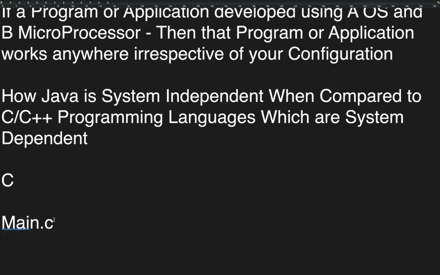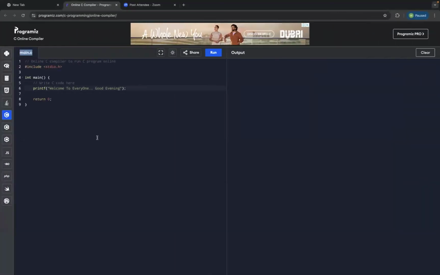By seeing this, we can consider that this is a basic program which we have written or developed using the C programming language. So now we are just running it. My intention here is to print one message, like welcome to everyone, good morning, using a printf statement. Now you can just run this, and it gives the output, whatever we have written.